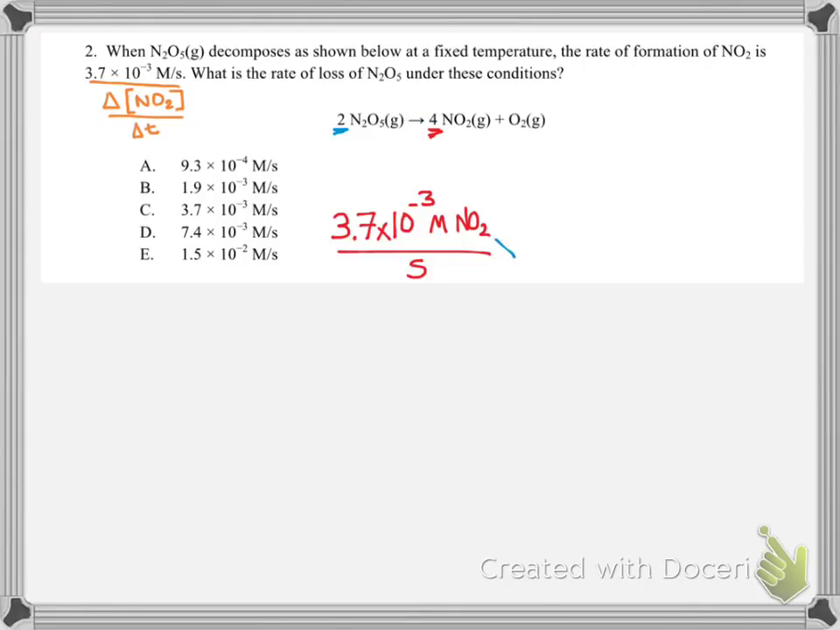So then, using dimensional analysis and stoichiometric coefficients, we can say that we use up 2 molar of N2O5 for every 4 molar of NO2 that we produce. Units cancel out. So a relative rate of disappearance of N2O5 is 1.85 times 10 to the negative third molar per second, or choice B.